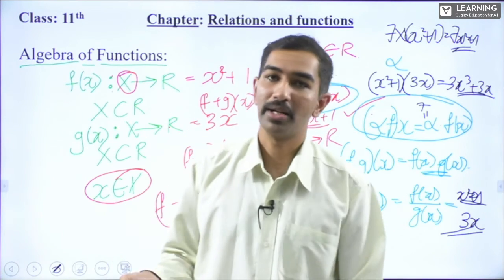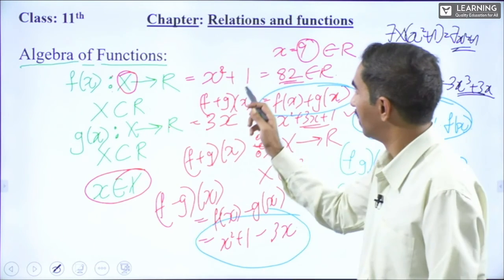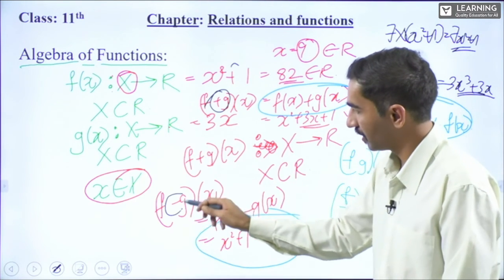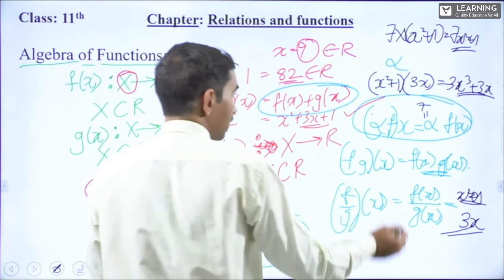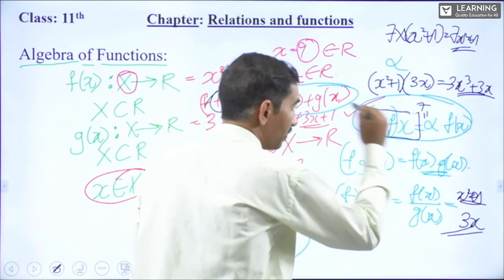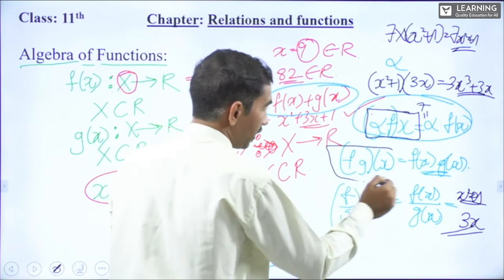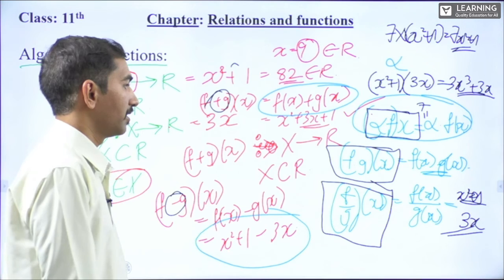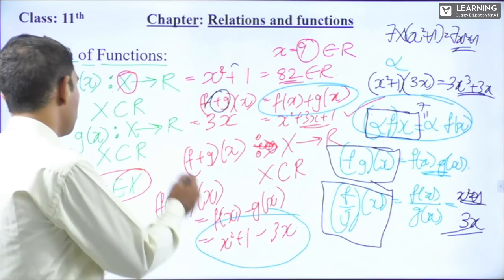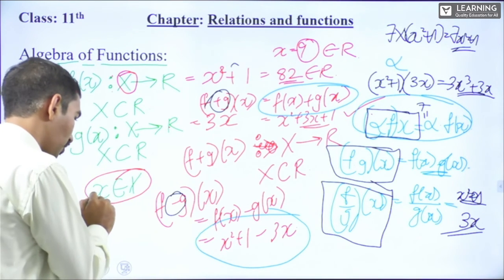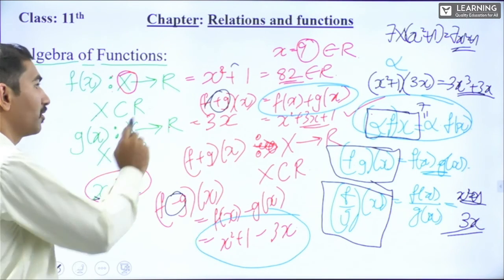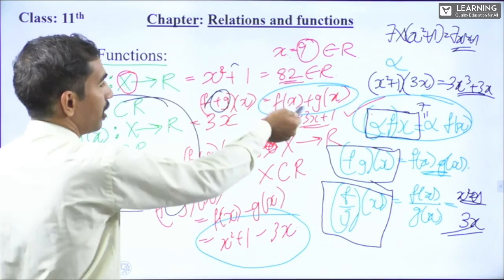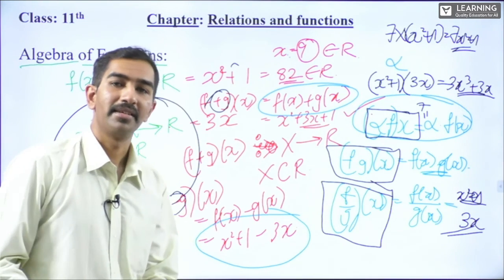So what all did we see in algebra of functions? Addition of functions, subtraction of functions. Apart from that, scalar multiplication with the function, multiplication of functions, as well as division of functions. Here small x belongs to capital X, and X is a subset of R. To understand these things, we assumed some examples or some numbers and we got it.